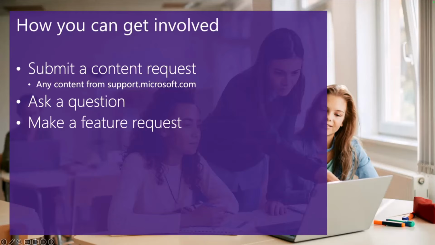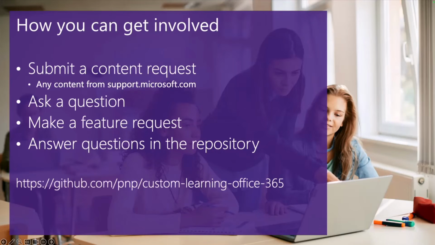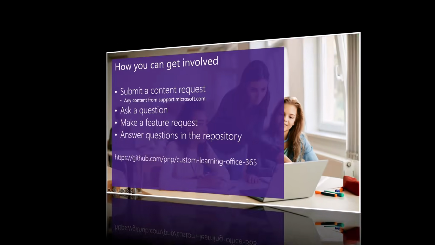If you see a piece of functionality that you think would be cool, make a feature request. I will review that and try to determine whether or not it makes sense in our product roadmap. If you're a power user of this tool and you feel ambitious, go ahead and answer questions in the repository. I look at them and double check them anyway. So if you feel like you've got something to share, you can share that through the repository. And I've talked about this a bunch, but this is the URL to the repository, github.com/pnp/custom-learning-office-365. And you can get to that either from here or from the PNP website.